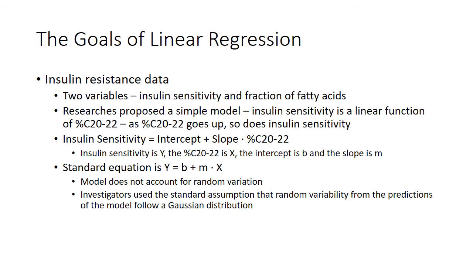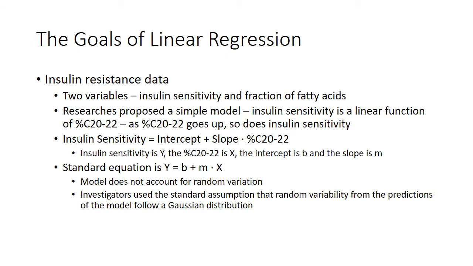And basically what they were postulating was that as the percentage of those fatty acids goes up, so does insulin sensitivity. And so what they were able to find was that they could make a model off of this, where the insulin sensitivity you would predict that a patient has would equal the intercept plus the slope times that percentage of the fatty acids that the patients had.